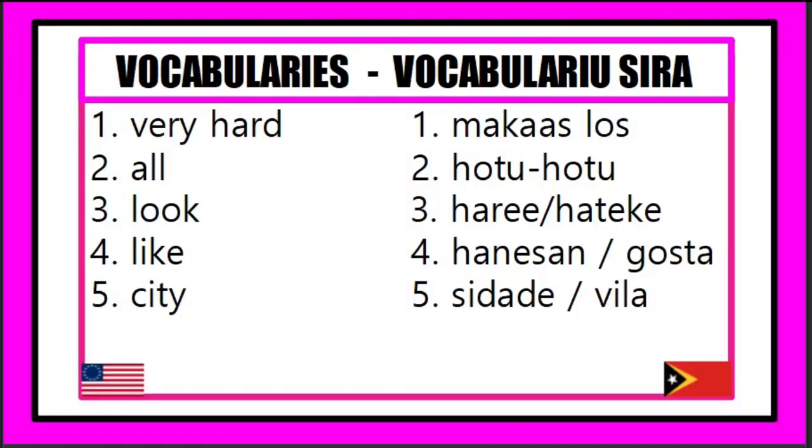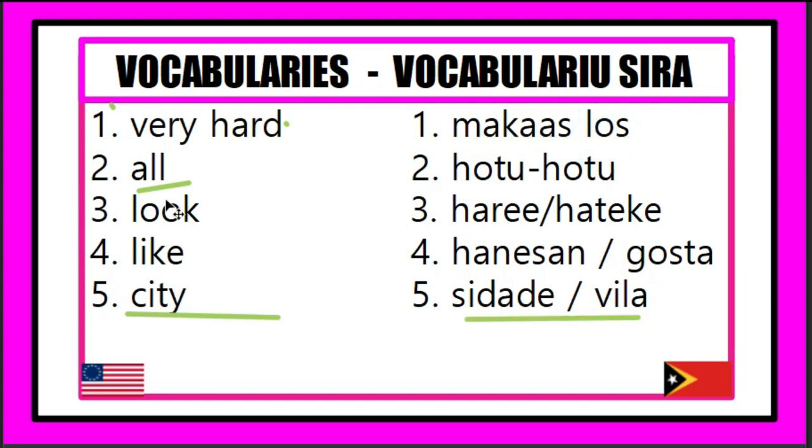Oh, actually it's not number 5, it's vocabularies. Now guys, let us read the vocabularies again. Let's change the color. So number 1 here, let's just have it here. Very hard. Makas los. All. Hotu. Look. Hare or hateke. Like. Hanesan or gosta. City. Cidade or Villa.